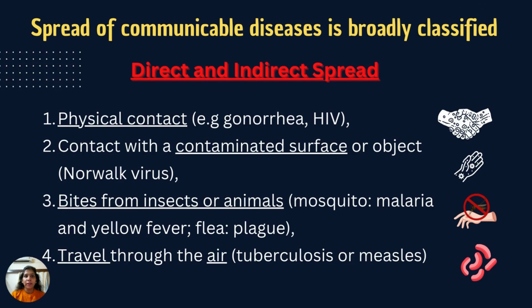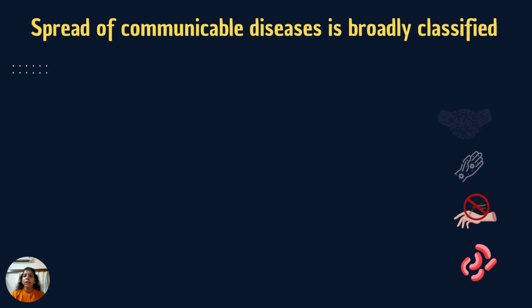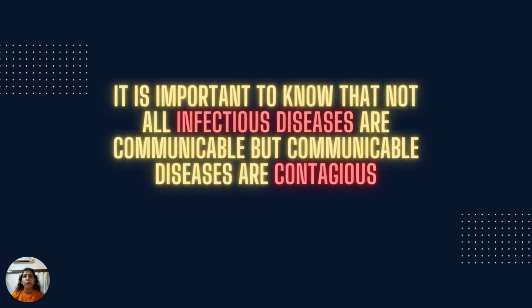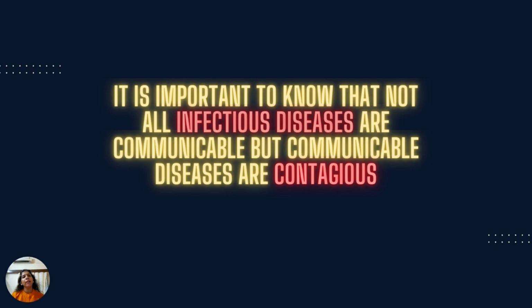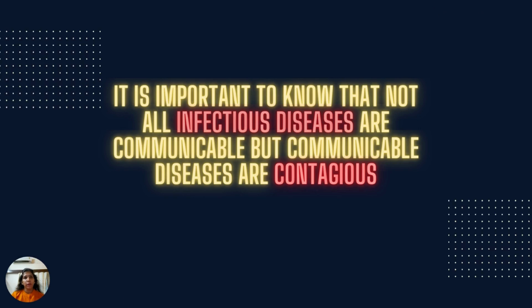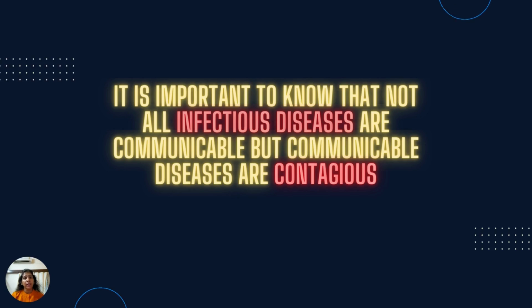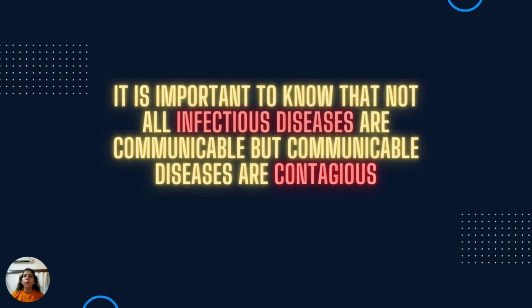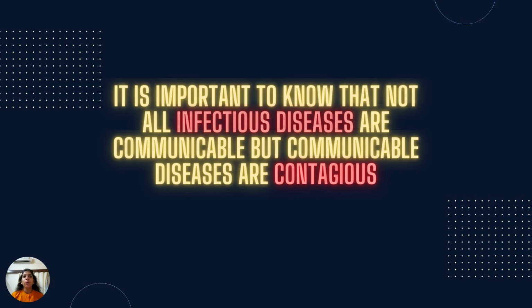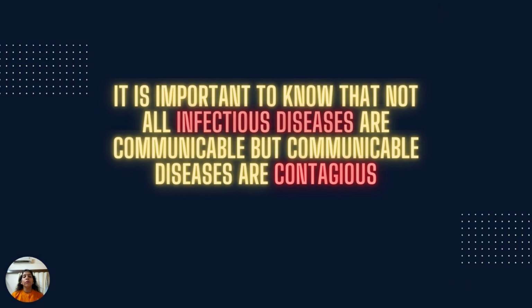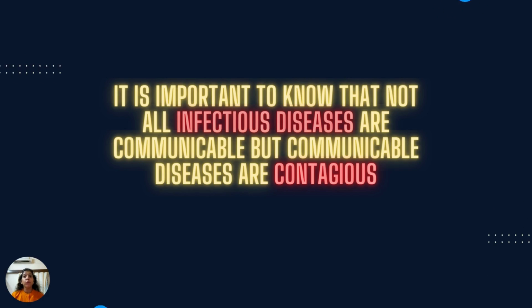Okay. So after learning about the modes of spread of communicable diseases, now let's proceed further on learning about the difference between infectious and communicable diseases. As I told you in the very first slide, we will be learning this difference. It is important to know that not all infectious diseases are communicable, but communicable diseases are contagious. Let me give you an example, such as food poisoning. Food poisoning is an infectious disease, but it is not a communicable disease. Why? Because food poisoning is not contagious. It does not spread through physical contact.